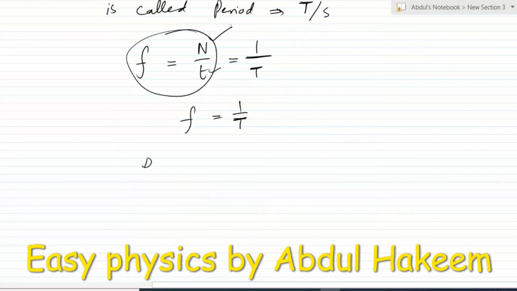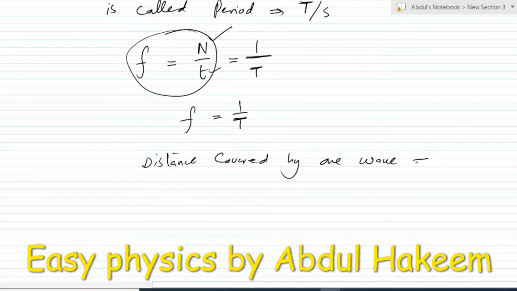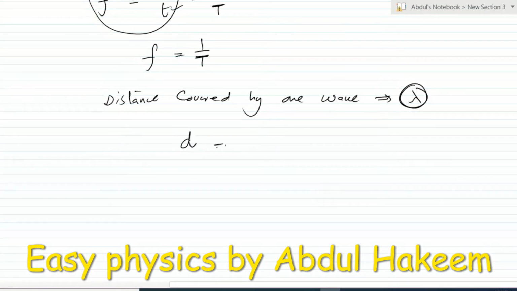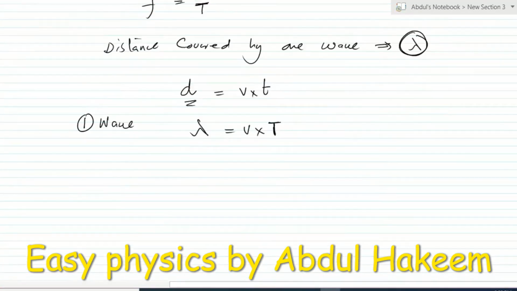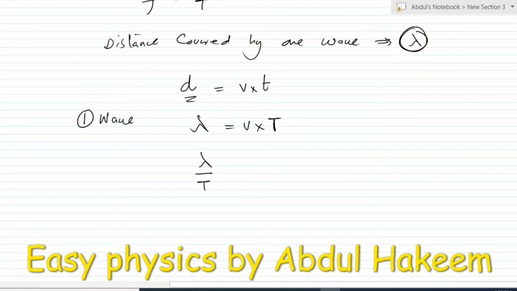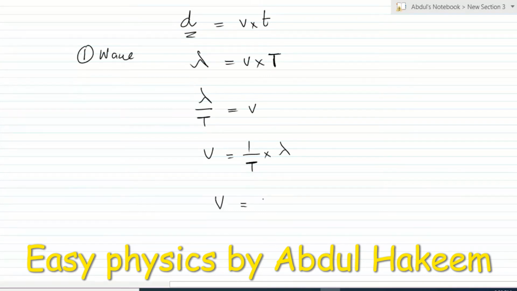And similarly, the distance covered by one wave is represented by wavelength, meaning the length of one wave. According to the formula, distance equals speed times time. If the wave is 1, then the distance will be lambda, speed is v, and the time will be the period. So we can write lambda divided by time period is v, or v is equal to 1 over time period times lambda, but 1 over time period is frequency, so v is equal to f lambda.